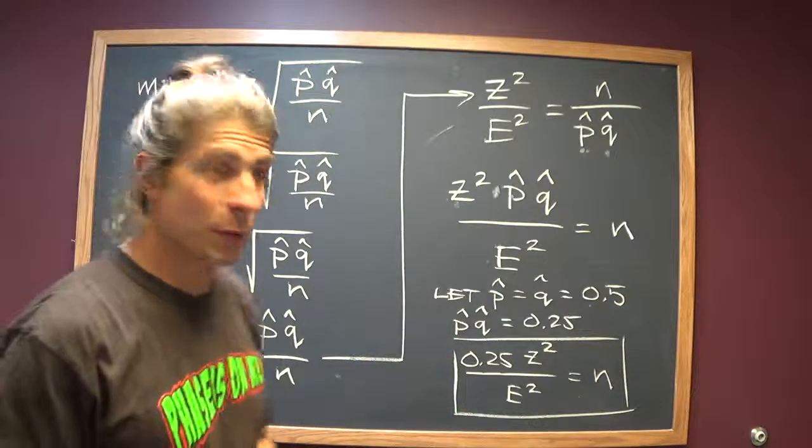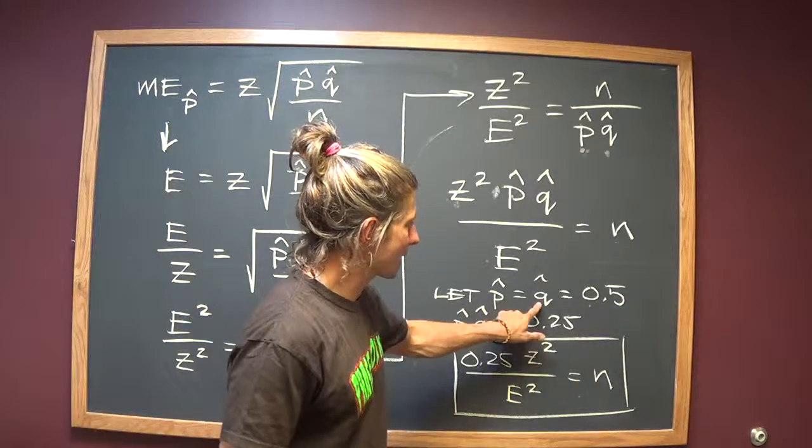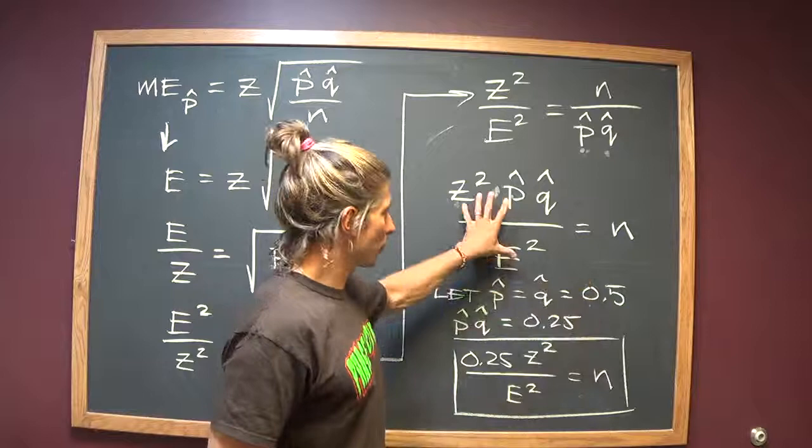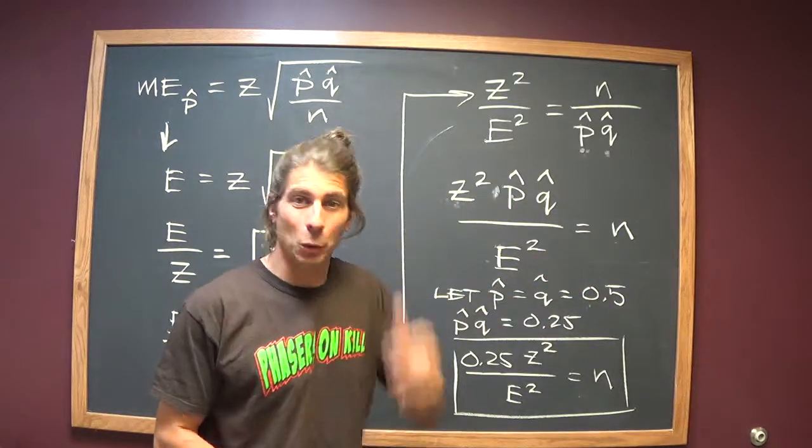What I'll do in the next video is explain to you why p hat and q hat equaling 1/2 generate the largest possible sample size here. Cool, we'll do that next.